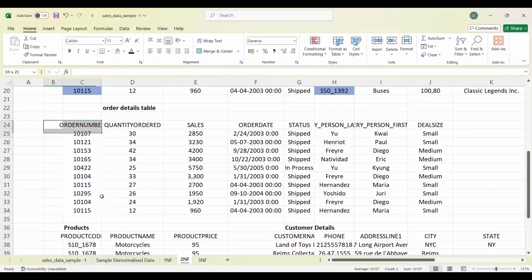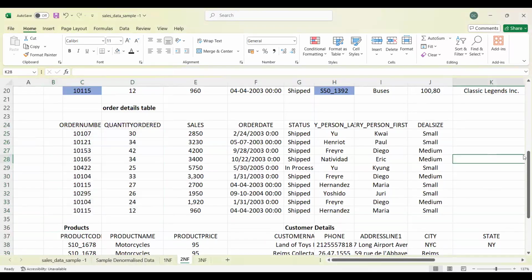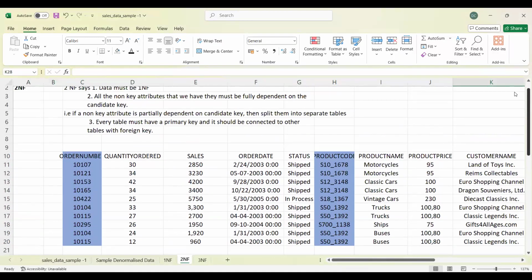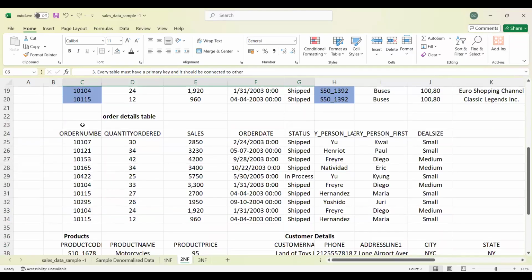Now what I need to do in each of these tables, I need to create a primary key and foreign key, right? Now let's see. That is about the third rule, right? In that we need to create every table. Every table must have a primary key and it should be connected to other table with a foreign key. Okay, now order details table I have. In this order details table, I need to create a primary key.